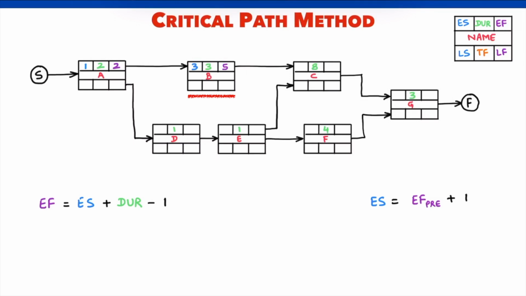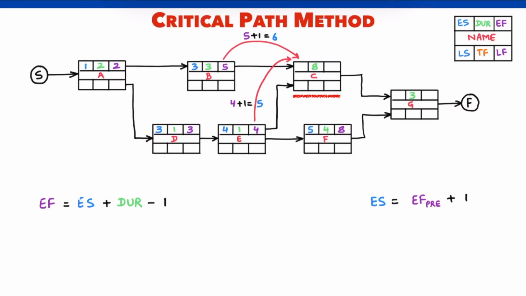Similarly, we can find the early start and early finish of D, E and F. What about C? It has two predecessors, B and E. Considering B, the early start for C is 6. Considering E, the early start for C is 5.